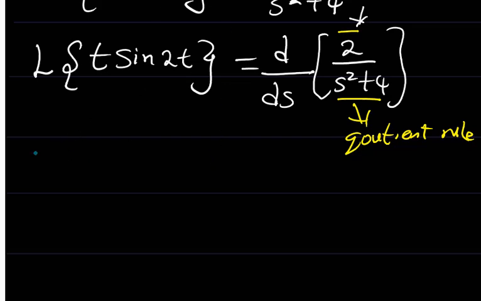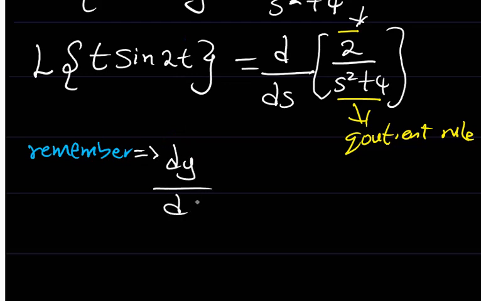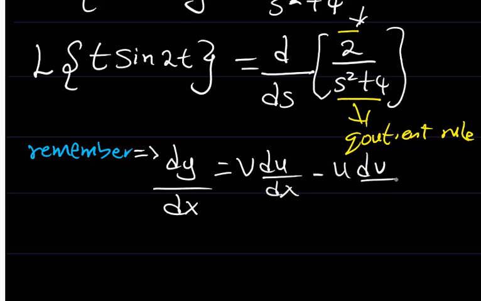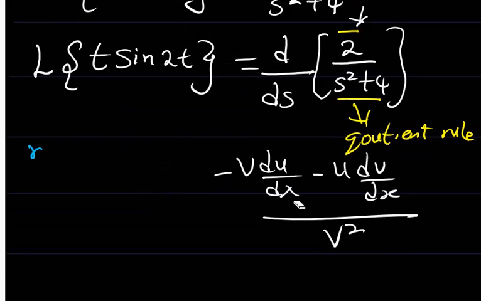Don't forget the formula. Remember the formula: dy dx is equal to v du dx minus u dv dx, all over v squared. So if you can still remember that, let me clean it up.